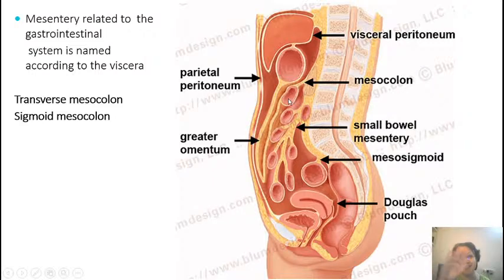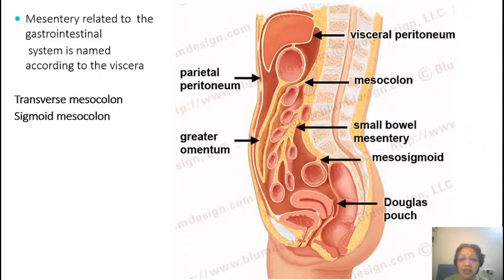But if you're following the folds of the parietal peritoneum jutting forward to become a double sheet of visceral peritoneum, then the transverse mesocolon is attached higher, then comes the mesentery, and then comes the sigmoid mesocolon: superior, middle, and then inferiorly attached.